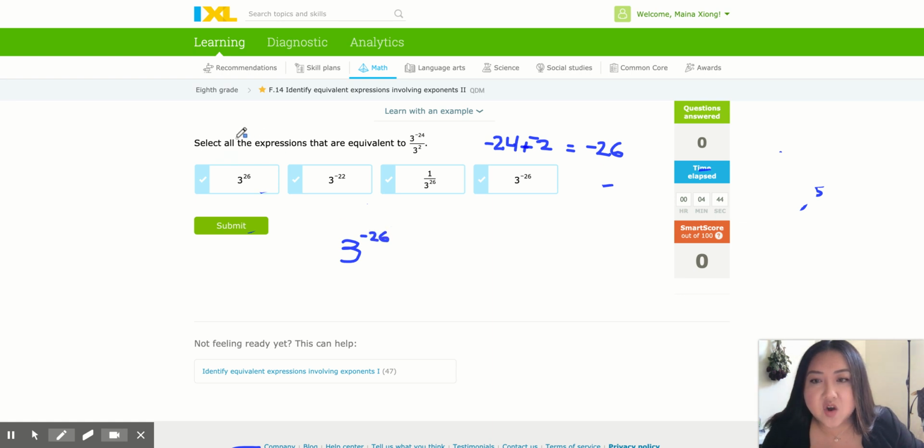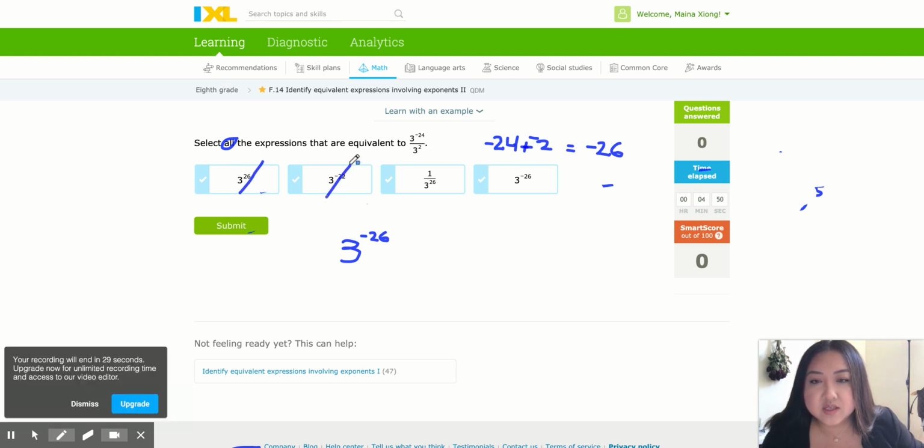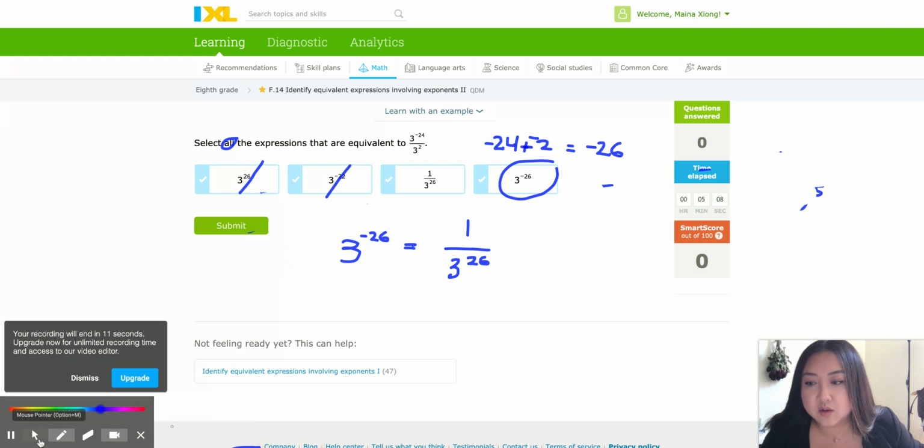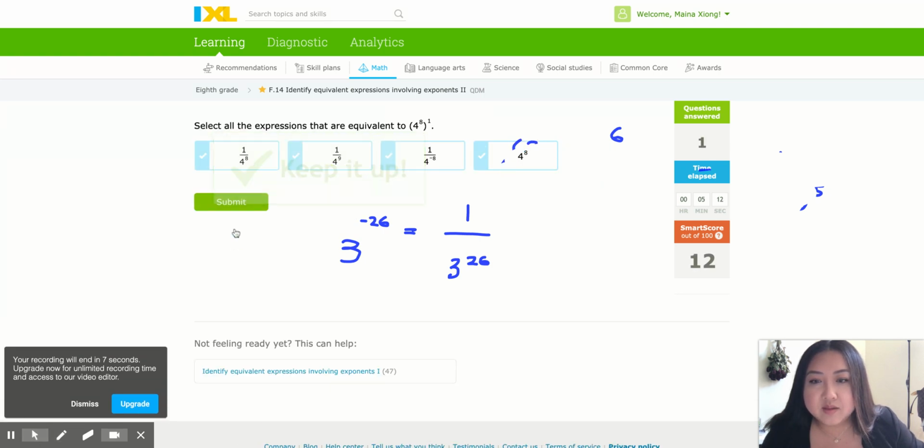It says to select all of the expressions that are equivalent to this. So it's obviously not the first one or the second one. It is the last one. And if we want to write this in the fraction way, remember, it would be 1 over 3 to the 26th power. And then this time it would be positive, all right? You have to change that. So let me click both of them. And that should be the right answer.